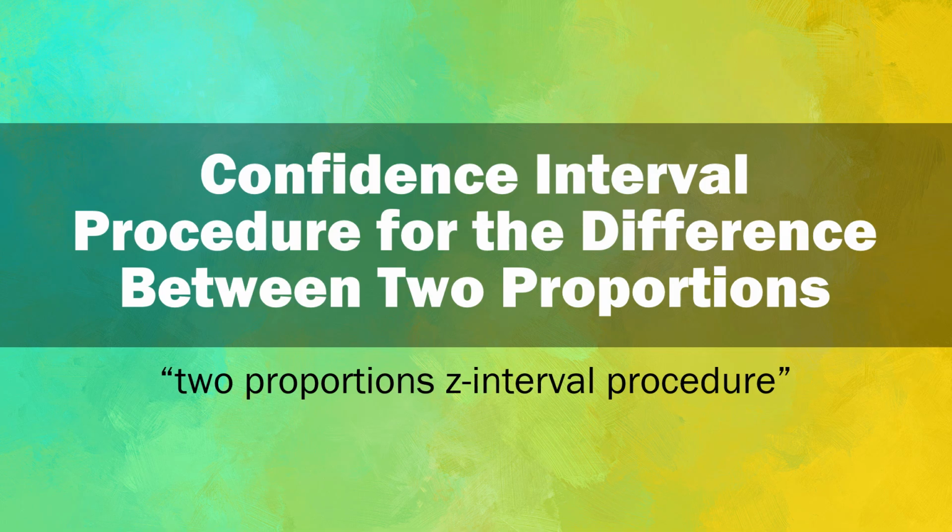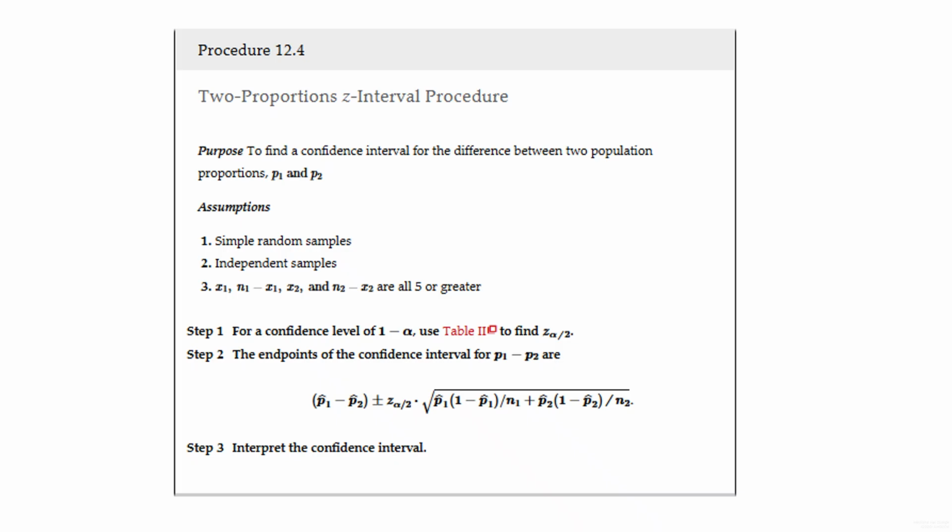And as always, there's a confidence interval procedure that goes with this. It's the confidence interval procedure for the difference between two proportions, or the two proportions Z interval procedure. The purpose of the two proportions Z interval procedure is to find a confidence interval for the difference between the two population proportions, P1 and P2. Now our assumptions here are that it's a simple random sample, they're independent samples, and that x1, n1 minus x1, x2, and n2 minus x2 are all 5 or greater.